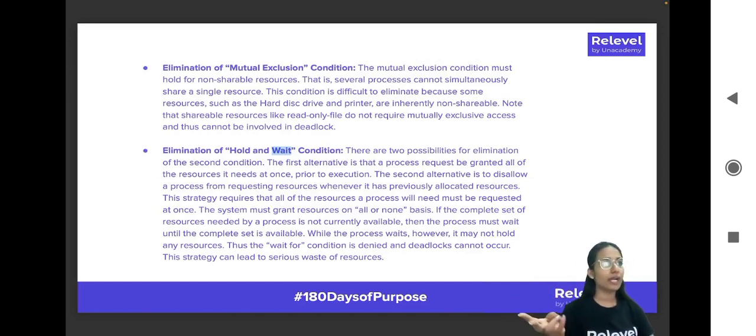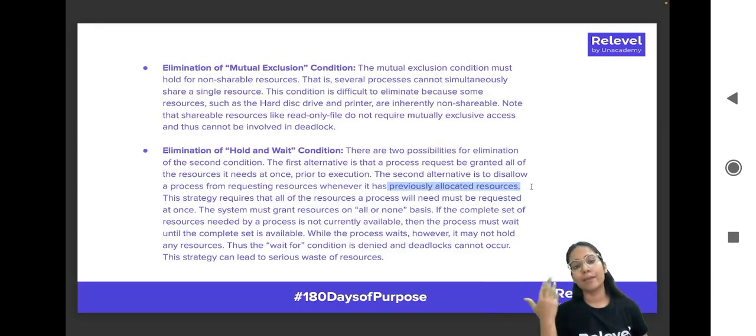The second way in which the hold and wait condition can be avoided is to disallow a process from requesting resources when it has already allocated resources. So it's like I am holding something and then I'm asking for something. The operating system is saying that if you want allocation of resources, do not hold resources. If a process is requesting resources, it should not be holding any previously allocated resources, because that's the typical condition of a deadlock, right?